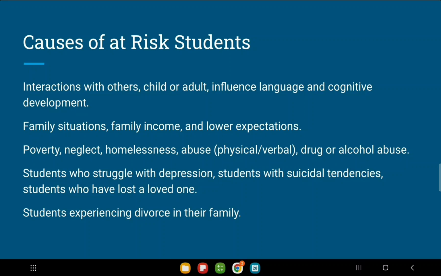Other students struggle with depression, students with suicidal tendencies, students who have lost a loved one, and students who experience divorce in their family. Students under these kinds of circumstances may disengage and not care about lesson plans or grades, or even showing up to school in the first place.